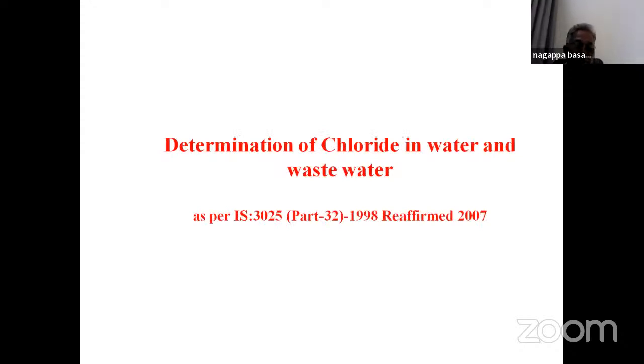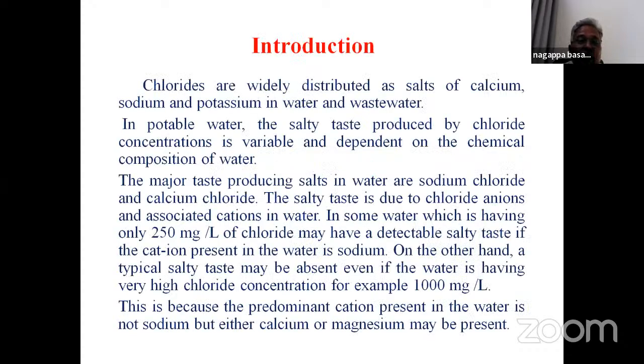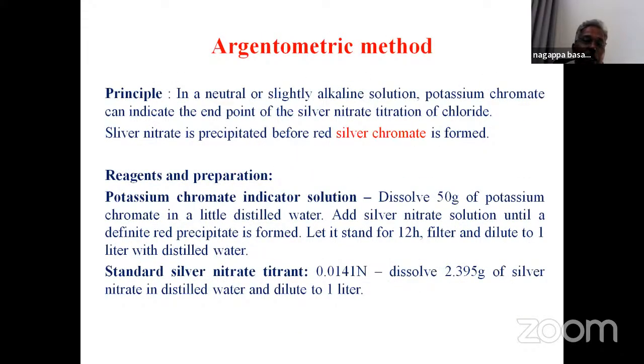Chloride. Chloride is an important parameter. Please follow IS 3025 part 32. This IS standard is freely available, you can download it. The argentometric titration method, this is called argentometry. It is simple and we are using it throughout the world. For groundwater and surface water, chloride estimation by argentometric method is very good.